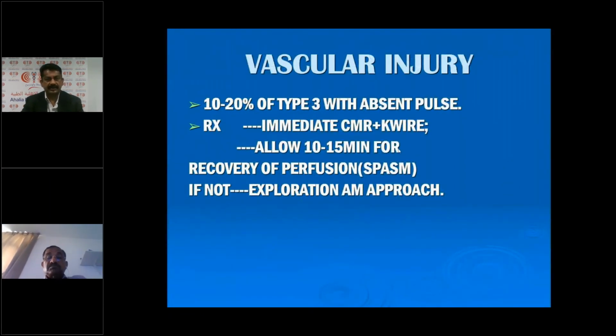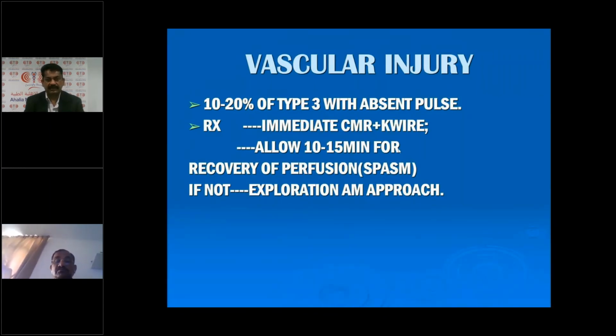The vascular injury occurs in 10 to 20% of type 3 cases. Type 3 supracondylar fractures present with an absent pulse. So that is the most important thing in supracondylar fractures. Actually, in various literature it is mentioned between 2 to 38%. So that many can present with an absent pulse. The most important thing is, when you see a child with an absent pulse, try to extend the elbow and see if the pulse improves. Mostly, with a slight extension of the elbow itself, vascularity improves.